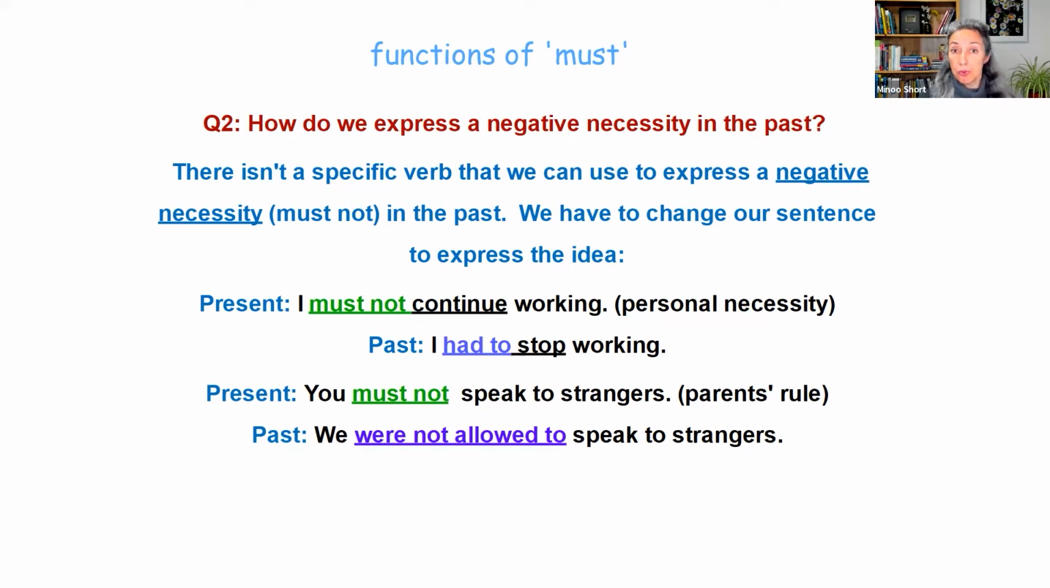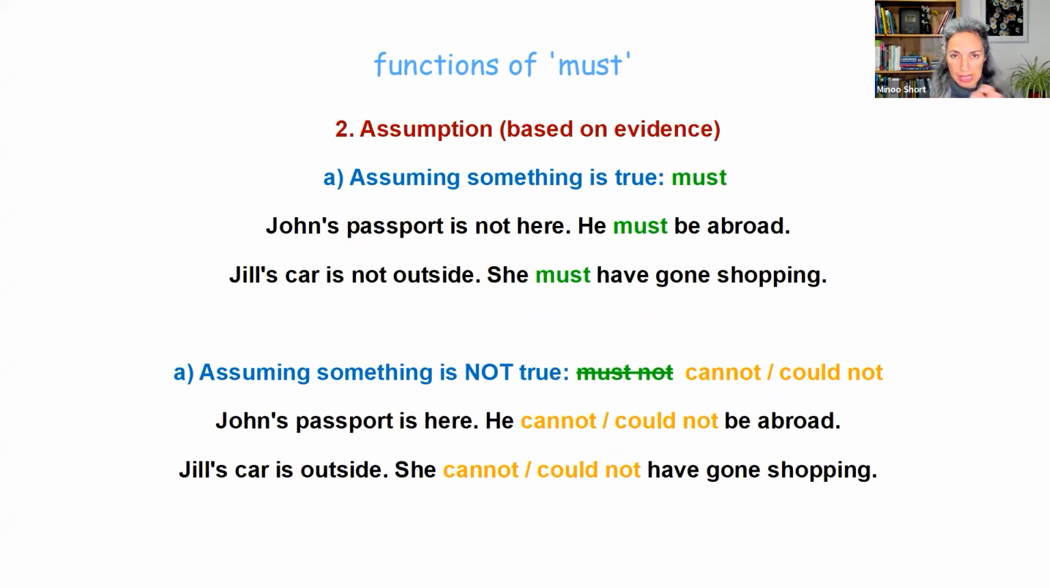If it's a rule, an obligation, excuse me, an external rule, for example, a parent has said to someone, you must not speak to strangers. To put this into the past, we just have to describe the situation. It's a lack of permission. You must not. So we can say we were not allowed to speak to strangers. Right. So I think that's it for necessity.